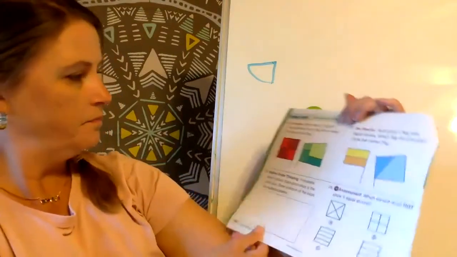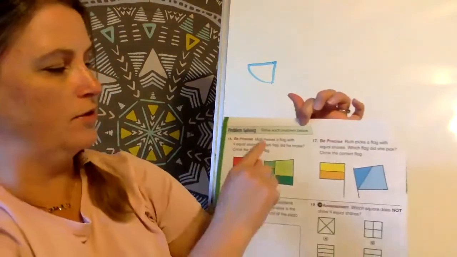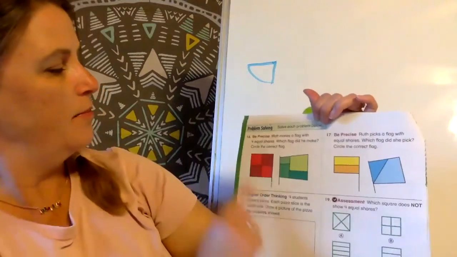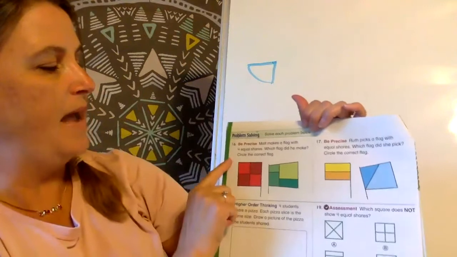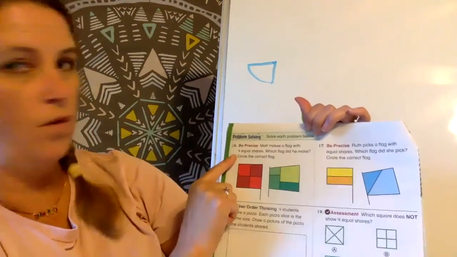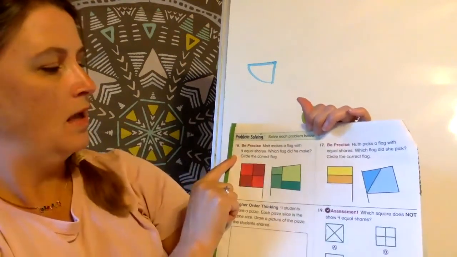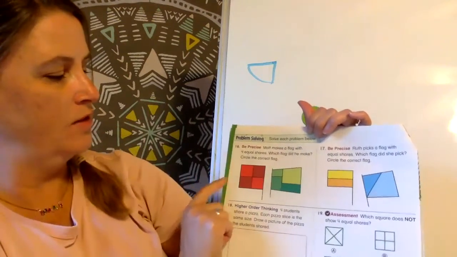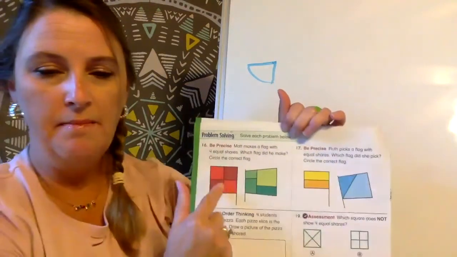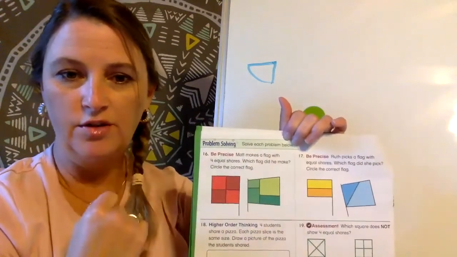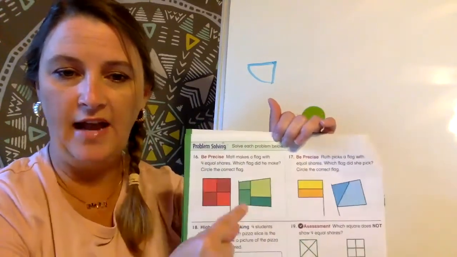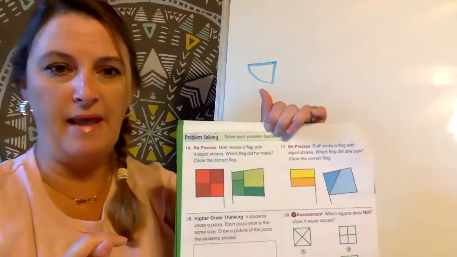Okay. All right, so this one you're going to just solve each problem below. Number 16 says, Matt makes a flag with 4 equal shares. Which flag did he make? Circle the correct flag. So Matt made one of these flags. The flag that Matt made has 4 equal shares. So you're going to circle either the red flag or the green flag to show which one Matt made.